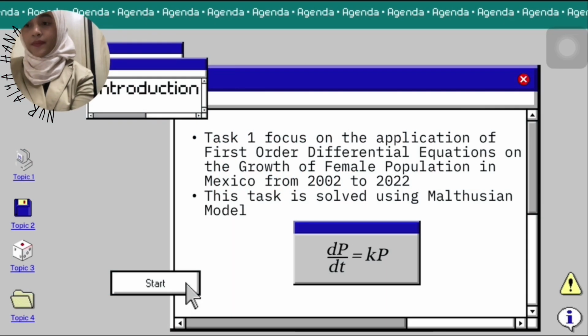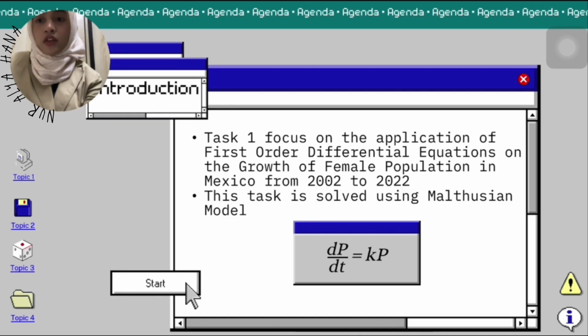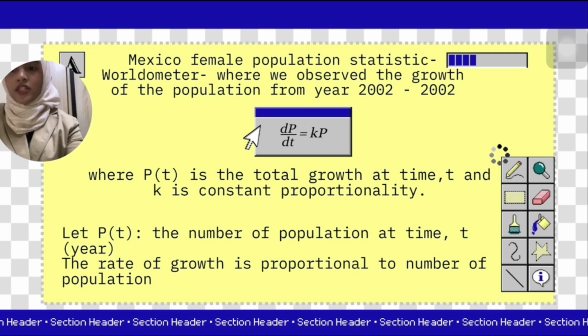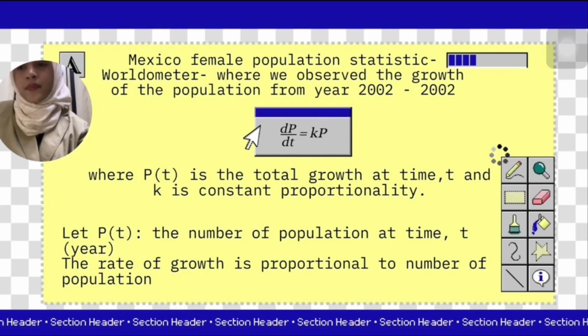So in task 1, we explore how the MAT097 model can be used to estimate the human population growth in Mexico between the years of 2002 to 2022. This model is based on a first-order differential equation which is expressed as dP/dt = kP. This equation states that the rate of change in population P with respect to time t is proportional to the current population. k is the proportionality constant.